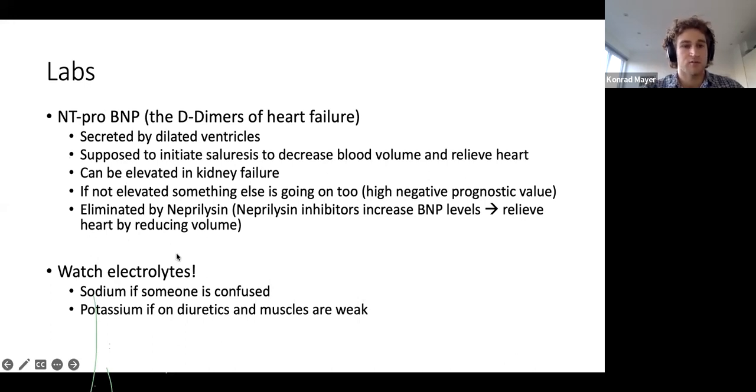Another important thing to look out for during heart failure, especially treated heart failure, are the electrolytes. If somebody is confused and has heart failure, think about sodium, because low sodium can lead to confusion. People who have heart failure tend to have low sodium, and it is also very predictive of prognosis. Somebody with too low sodium has a very poor prognosis and a high, very soon death rate. So low sodium is very bad in heart failure. And if somebody is on diuretics as treatment for heart failure, always watch their potassium. If somebody has weak muscles and is having trouble getting up, then look at their potassium.